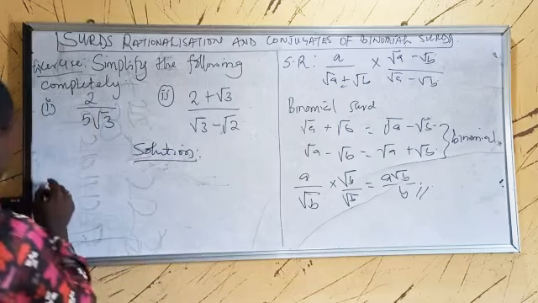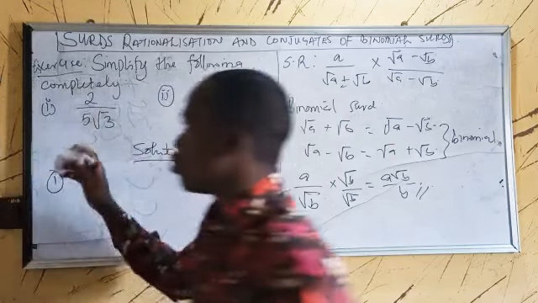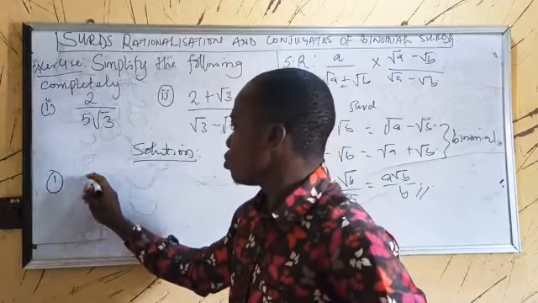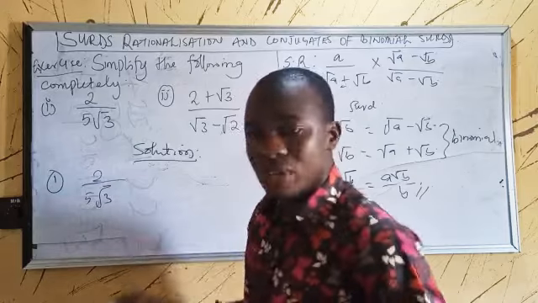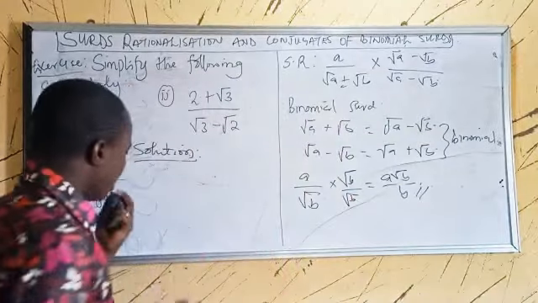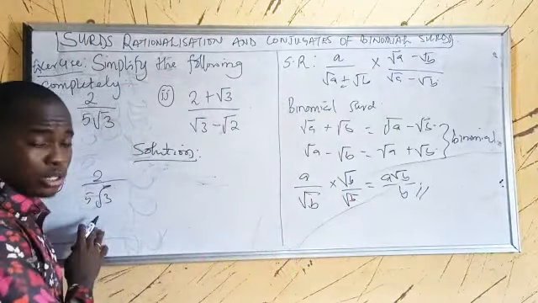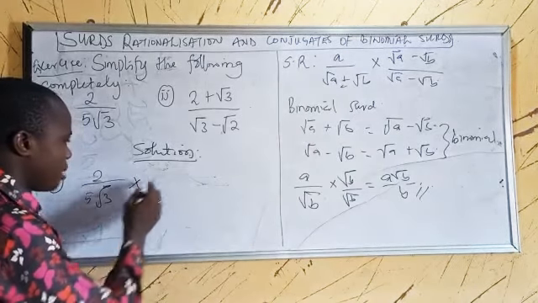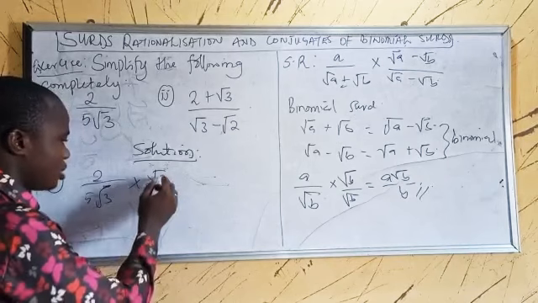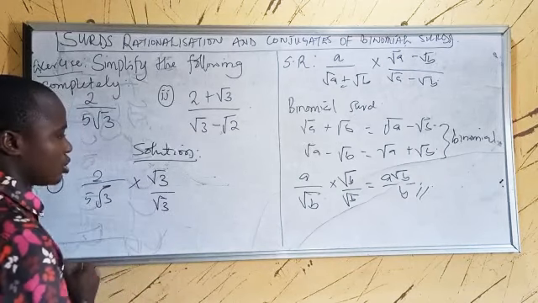So now let's say we have this from equation 1. So we have 2 over 5 root 3. This one is very simple. Why? Because here you only have a single surd at the denominator. So how do you do that? You just multiply this by what? By the single surd, root 3. Are you getting this?